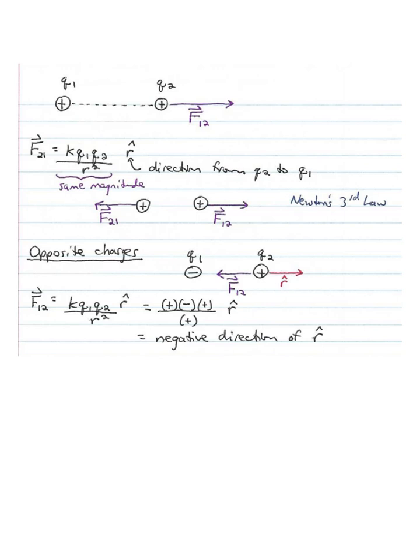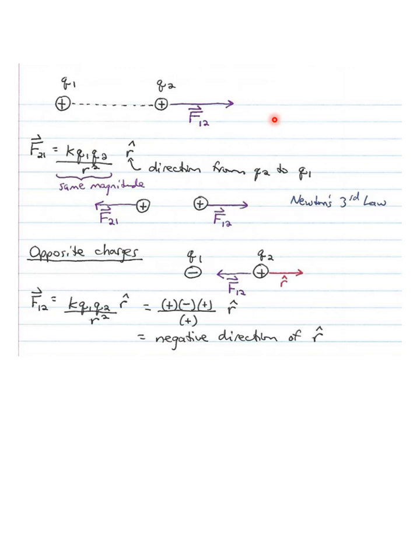So we have this picture right here. Here are two positive charges, Q1 and Q2. And if we were to plug the charges in, they're both positive, so we plug them into the equation. And since they're both positive, then it'll point in the direction from Q1 to Q2, as you see there. So Q2 is going to be pushed away.